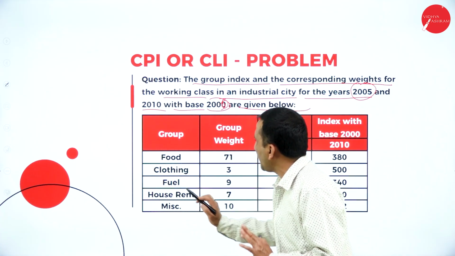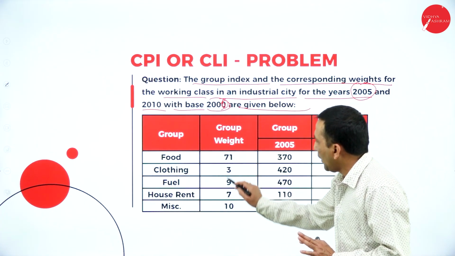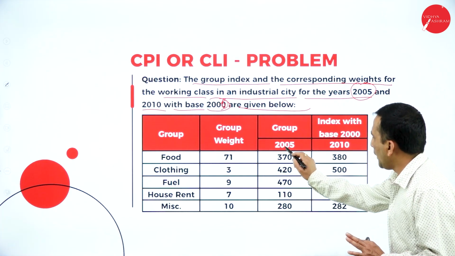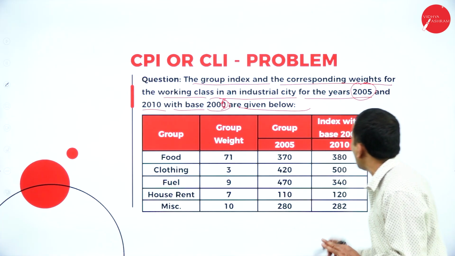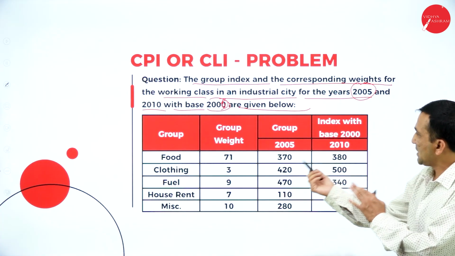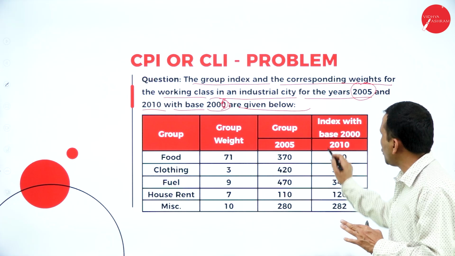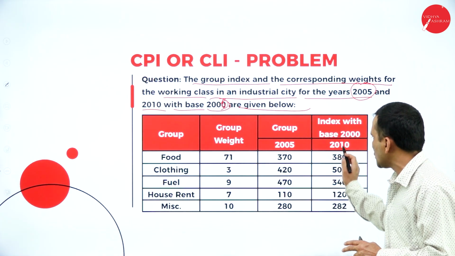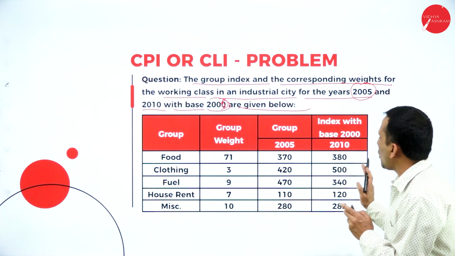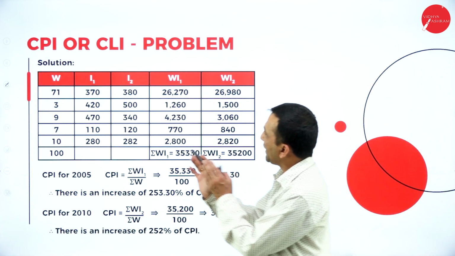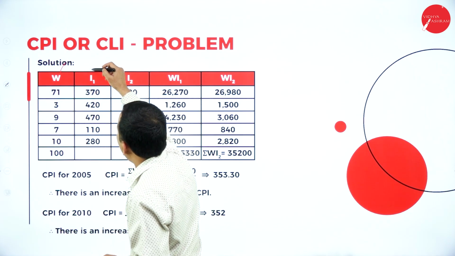The group information is given, the group weight is given, and the group price is given. We know the formula sigma W. In the coming slides I'll explain. Even the individual index is also given for 2010. What we need to do: as it is, the four columns I'm presenting here. The first weight is given, index 1.